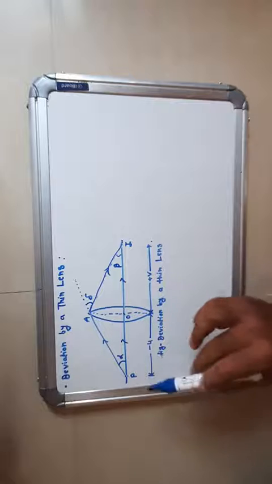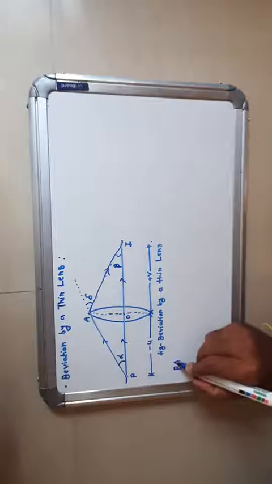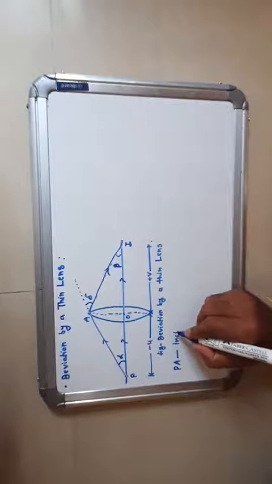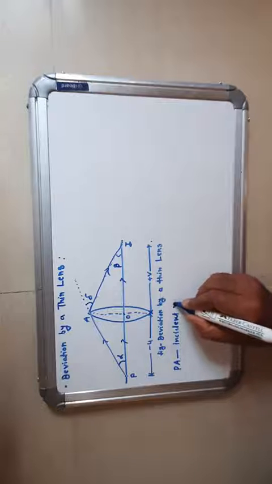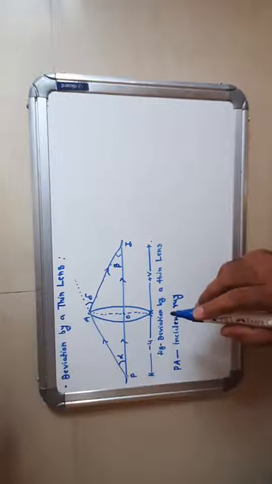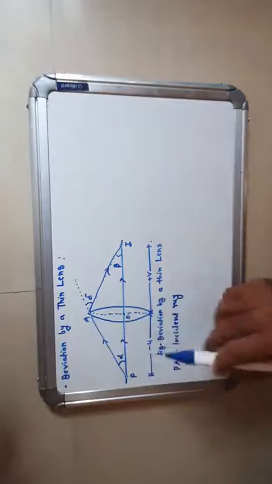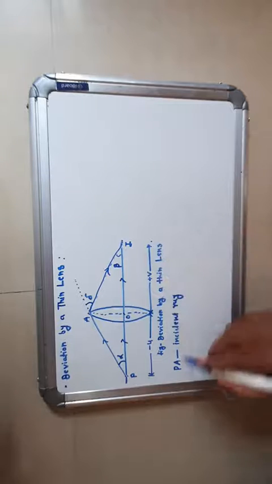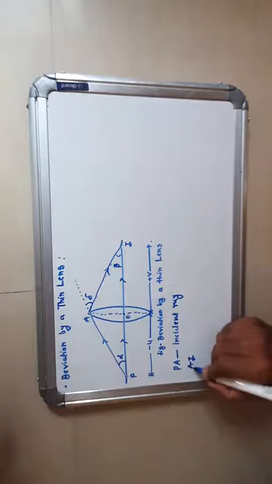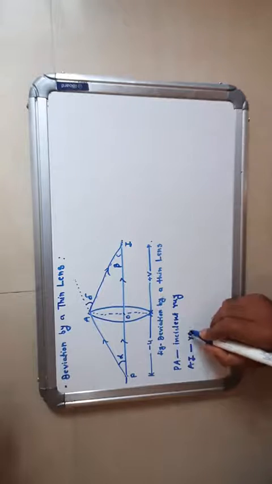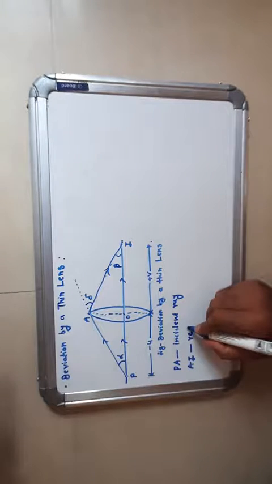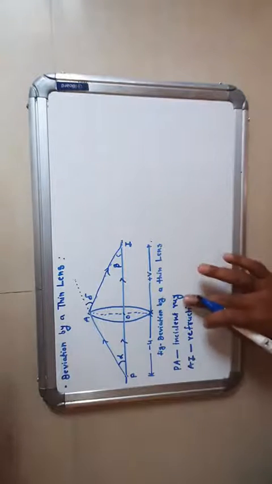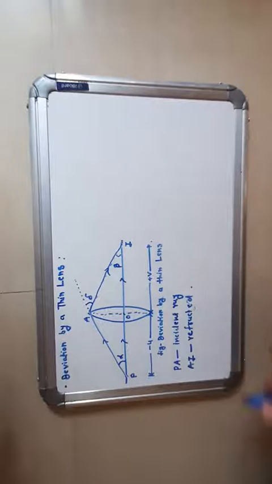In the figure, PA is an incident ray on the lens, and it is refracted along the direction AI. PA is incident on the lens and then refracted along the direction AI.